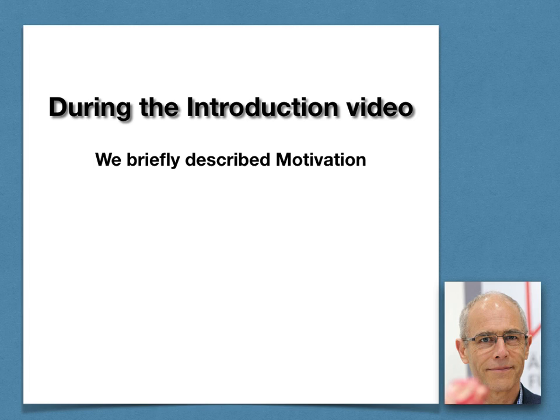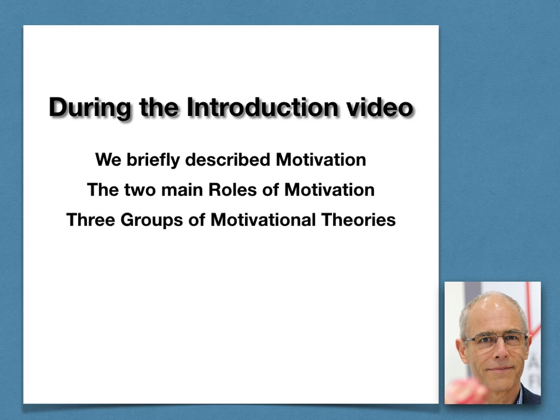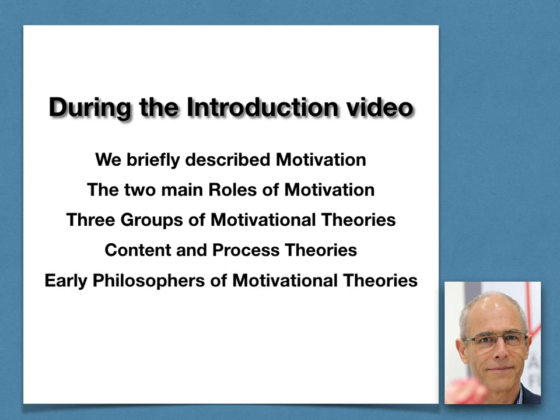In our last video, the first in the series of motivation, we briefly described motivation. We then described the two main roles of motivation, and this was followed up by the introduction of the idea of three groups of motivational theories: internal, process, and external. This was followed by the introduction and the distinguishing between the two main groupings of motivation theory: content and process theories of motivation. And finally, we introduced briefly some of the early philosophers who had an impact on the understanding of motivation.